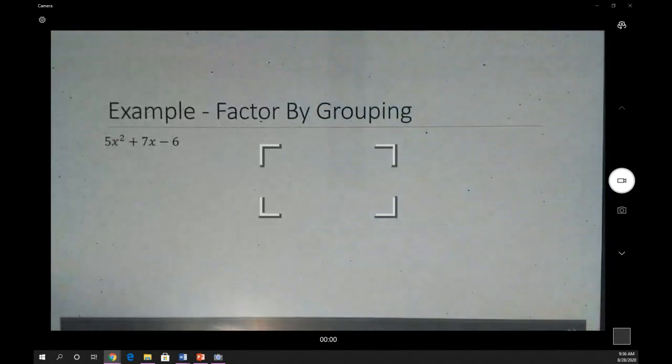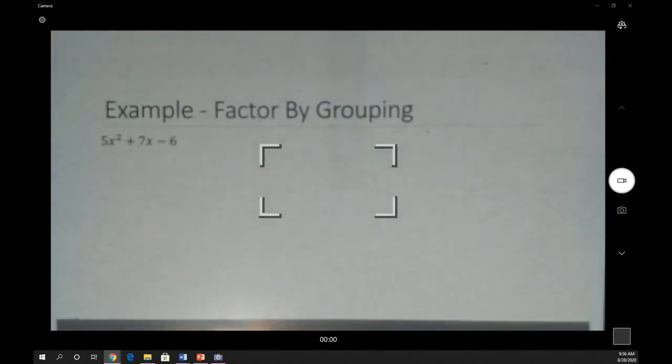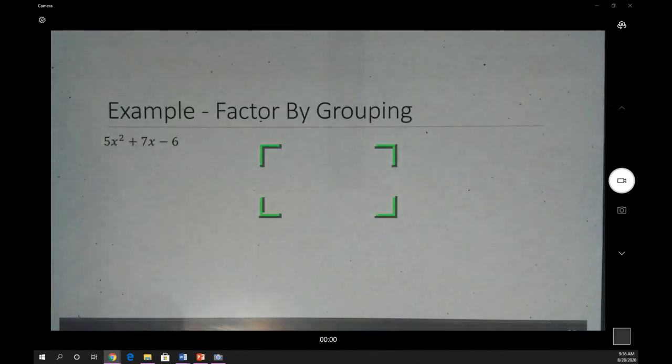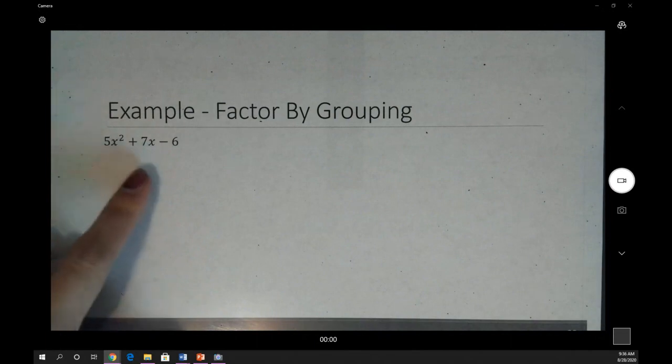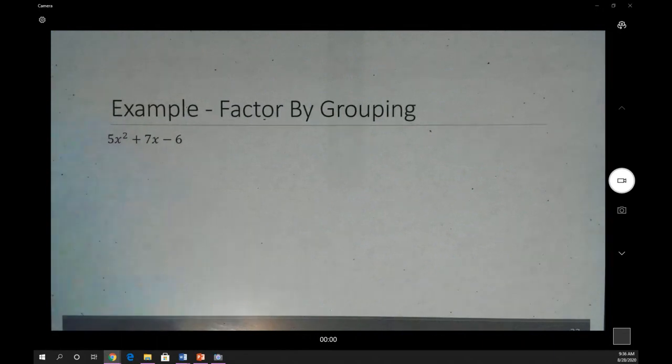We want to factor 5x squared plus 7x minus 6. So first off, we need to ask ourselves, is there a greatest common factor that I need to be worried about? It doesn't look like all 3 of them have x's, so we don't have to worry about that. 5, 7, and 6, the only factor they have in common, positive at least, is just 1. So if our greatest common factor is 1, we don't worry about it. Then we move into our factoring by grouping or the AC method.